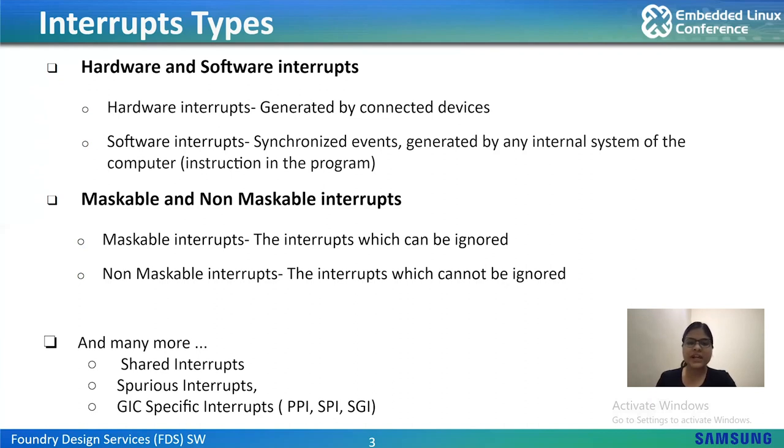Peripheral interrupts, where there is no restriction and which could be delivered to any of the cores, are shared peripheral interrupts, meaning they are shared among the different cores. Then there is the software generated interrupt, SGI. SGIs are typically used for inter-processor communication and are generated by writing to the specific SGI register in the GIC.